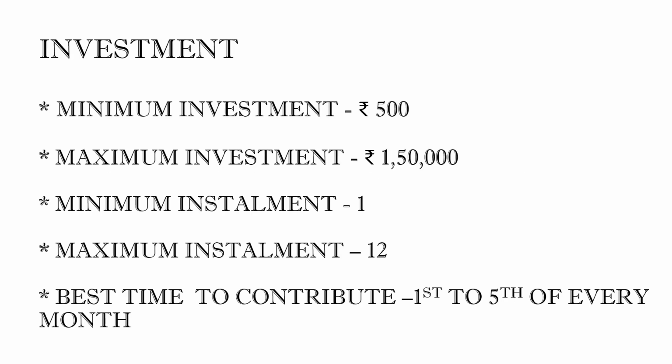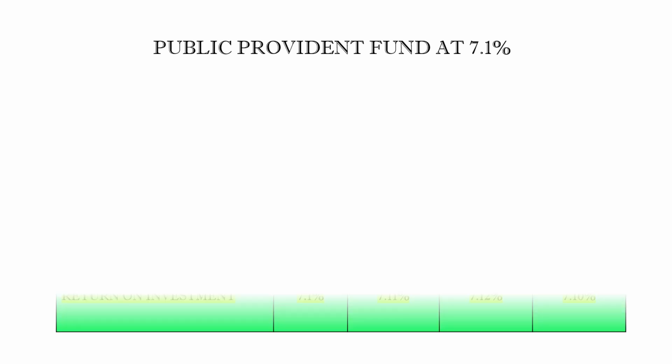This is the third part of our video, More the Taxes, More the Returns. In this video, we are going to discuss Public Provident Fund. The investment amount is a minimum of 500 and a maximum of 1,50,000. Minimum installment is once a year, maximum installments are 12 times a year. Best time to contribute is 1st to 5th of every month. Interest rate: the Public Provident Fund rate is 7.1%.